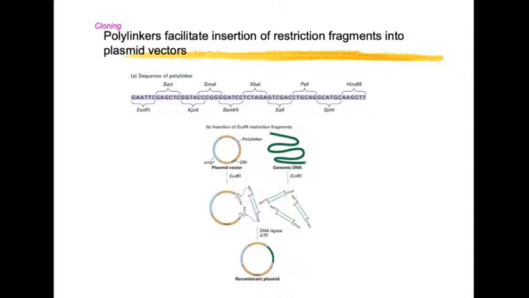So now come the polylinkers, the insertion of restriction fragments into plasmid vectors. Here you can see the sequence of the polylinker, with sites like EcoRI, SacI, KpnI, SmaI. Then insertion with EcoRI restriction enzyme: the polylinker is cut with EcoRI, and the genomic DNA that you want to insert is also cut with EcoRI. Then they are joined with the help of DNA ligase and ATP, and you have a recombinant plasmid at the end.